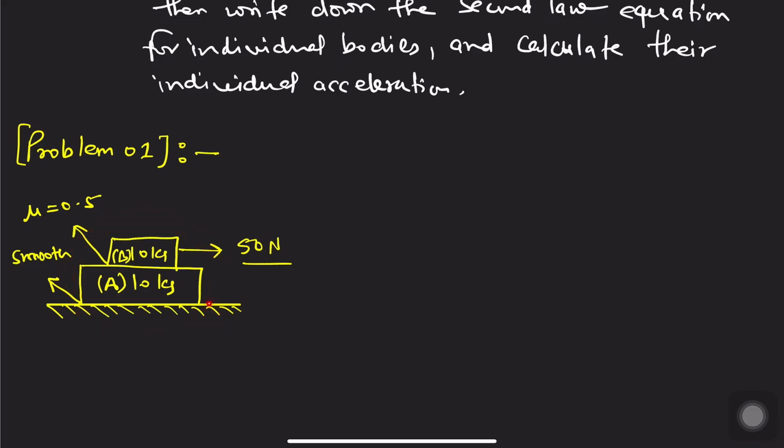To write down the second law, we have to see the net force acting on this body or system in the horizontal direction, and then we can calculate the common acceleration, a theoretical acceleration. So A common will be the net force F net divided by the mass of the system. F net is 50 Newton divided by m of system.